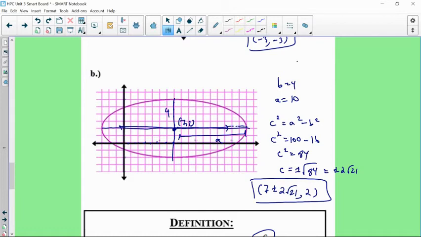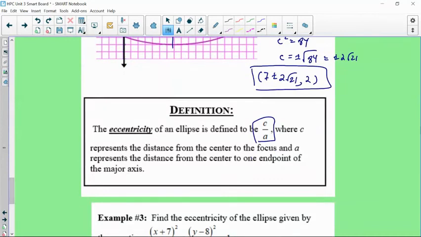But if c gets smaller and smaller, then your c to a ratio gets really, really close to 0. And so a circle would have an eccentric value of 0. Again, if those 2 focal points get closer and closer together until they become just 1 point, then your ellipse has become a circle. So that's something else you might think about: the eccentricity of a circle is 0. In other words, it's not eccentric at all, right? Eccentricity of a circle is 0. Okay.